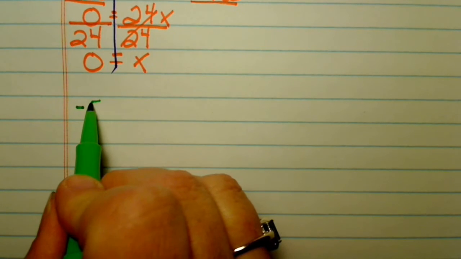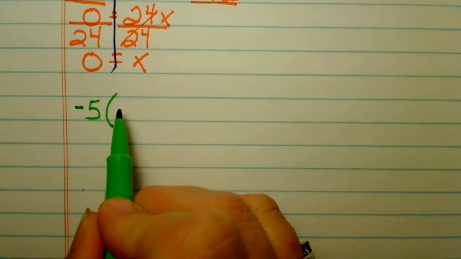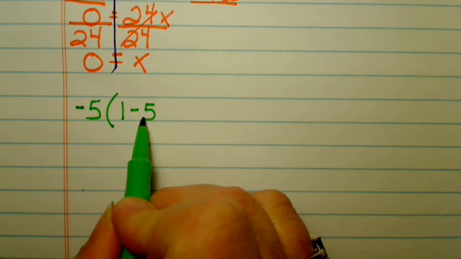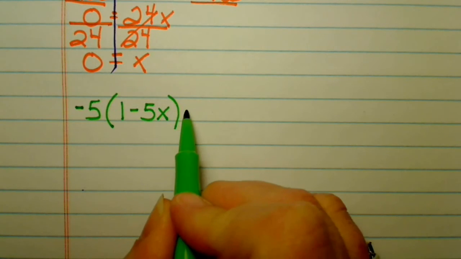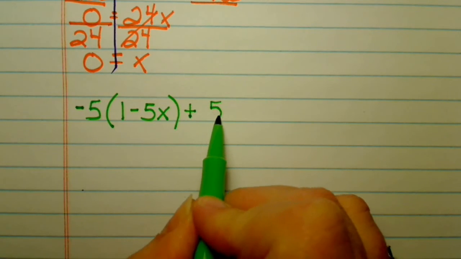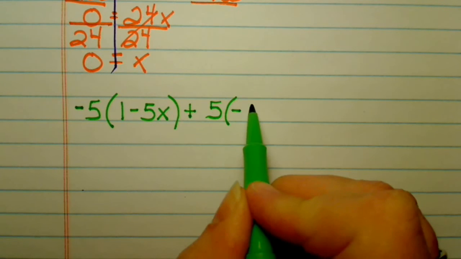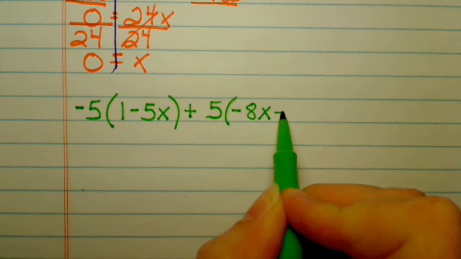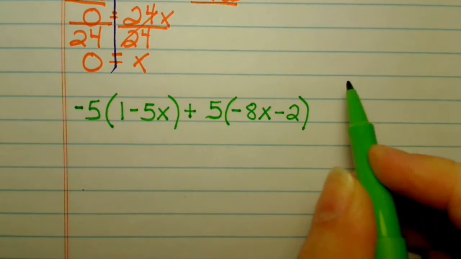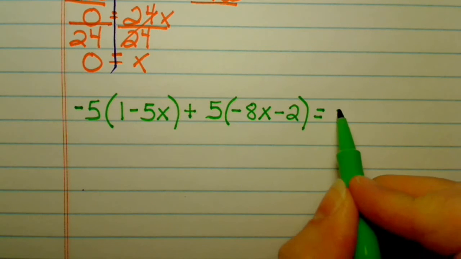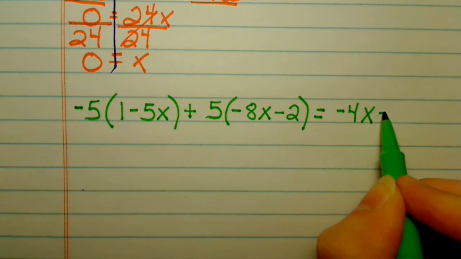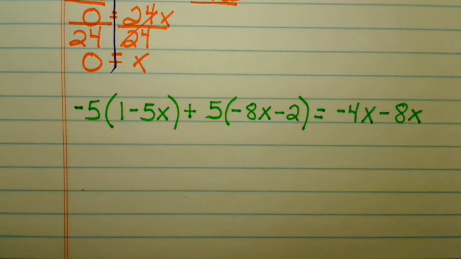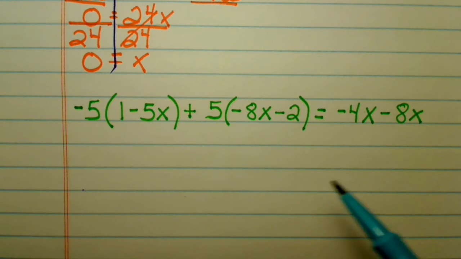We're going to have a negative 5 times 1 minus 5x plus 5 times a negative 8x minus 2 equals a negative 4x minus 8x. Wow. Now look at this. This looks overwhelming. But if you just take it step by step, like I told you, it's easy.